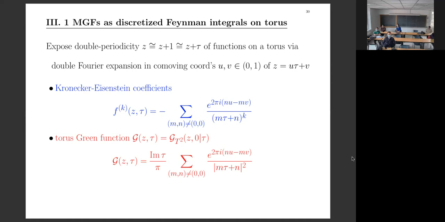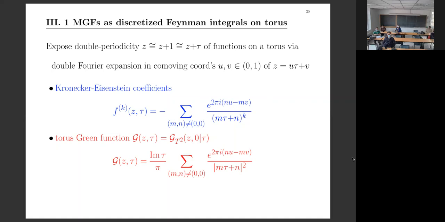And here are the main actors of the closed string integrals we are about to do. Either we are dealing with a Kronecker-Eisenstein coefficient from the theory-dependent factor, or we are dealing with a closed string Green's function that you can write as a logarithm of a theta 1 function. And both have a super simple Fourier expansion, or double Fourier expansion, in these co-moving coordinates u and v. You get in both cases some infinite sums over the lattice of integers with the origin removed.